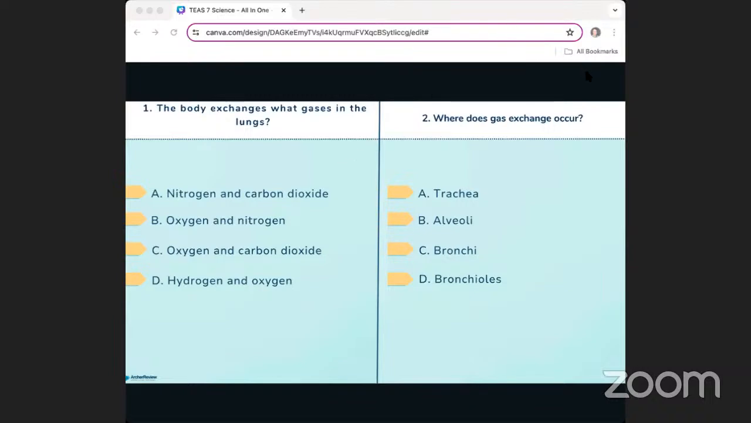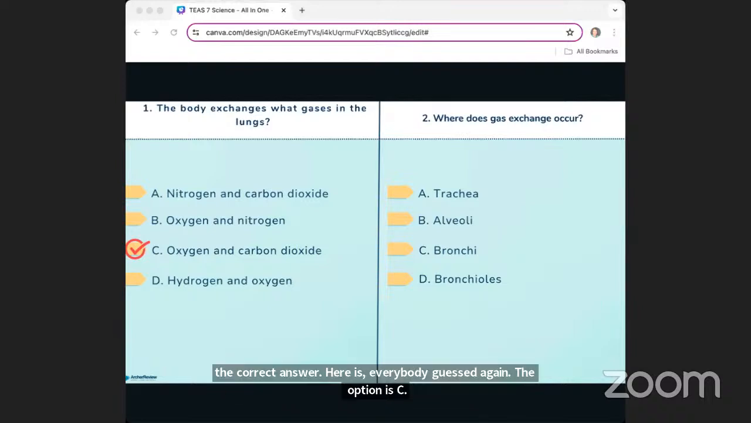All right, everybody, let's talk about question number 1. The body exchanges what gases in the lungs? And the correct answer here, as everybody guessed again, the option is C, oxygen and carbon dioxide.